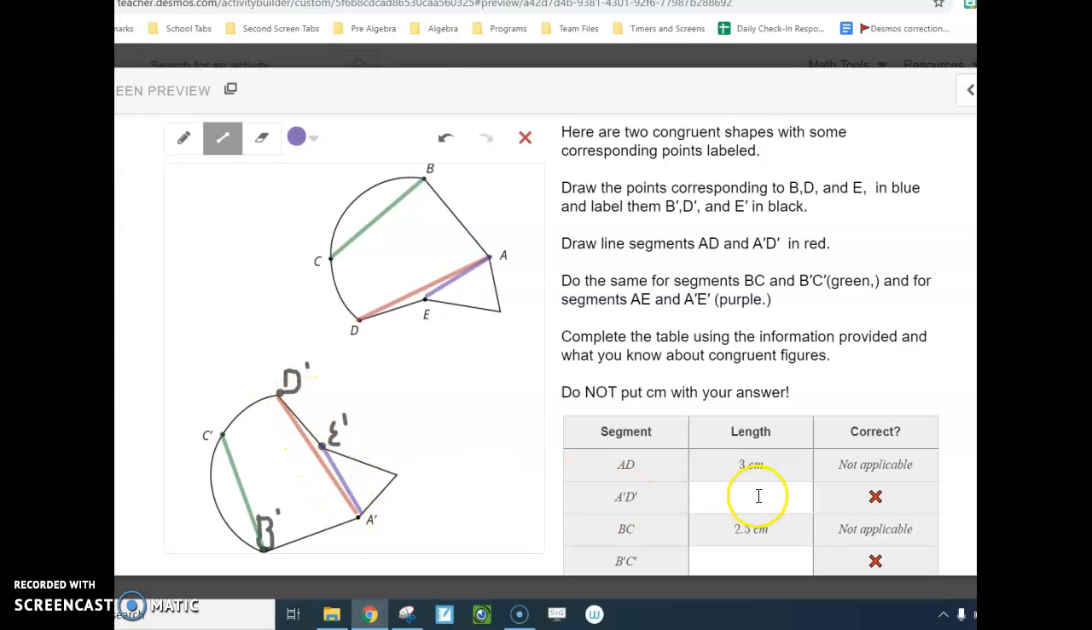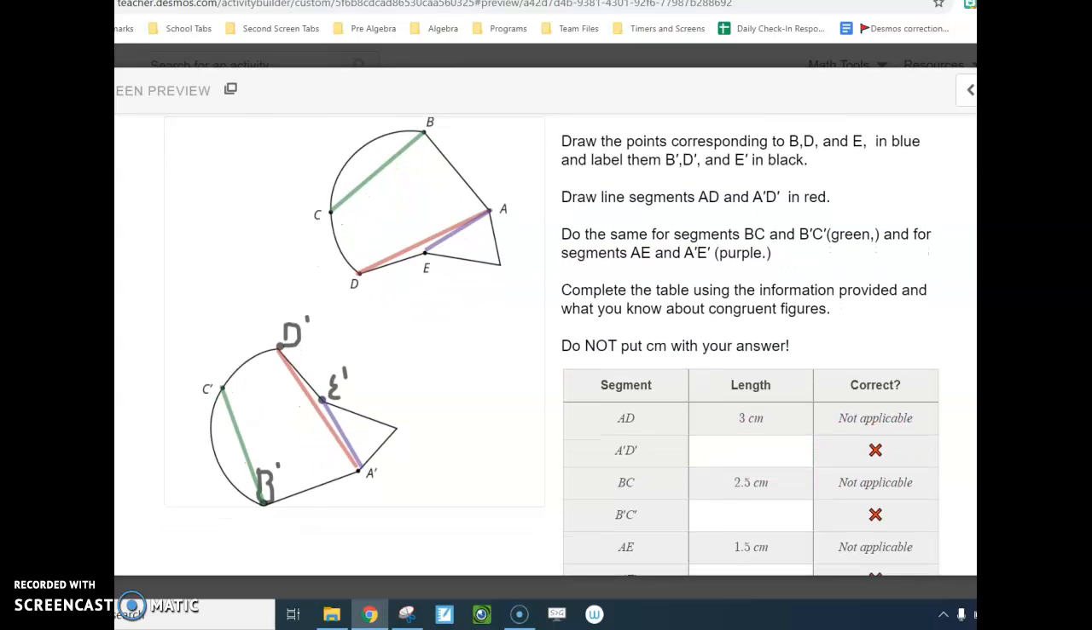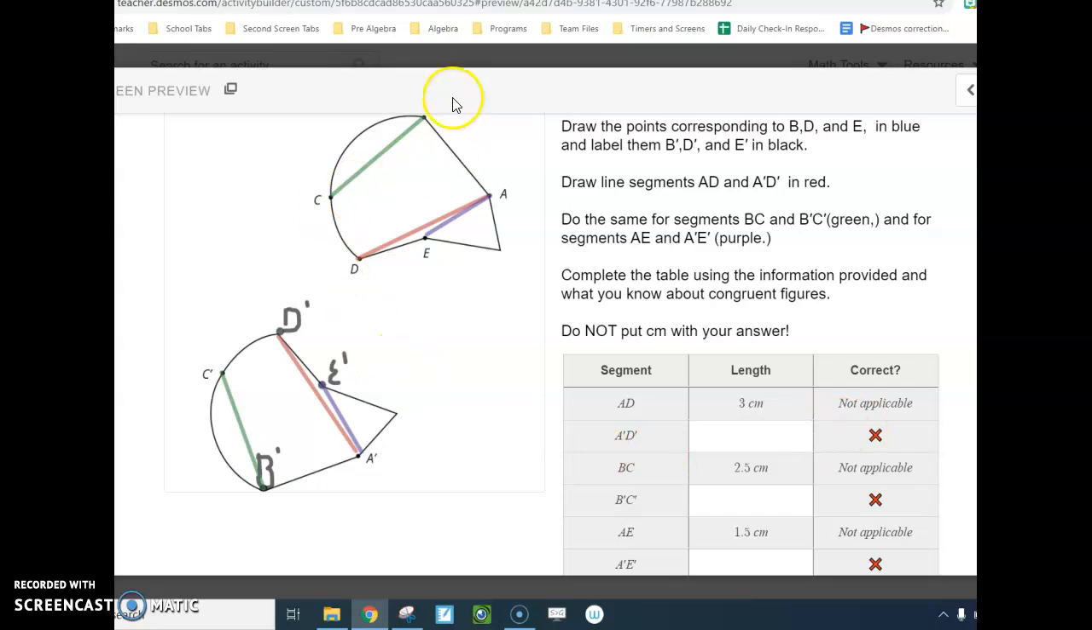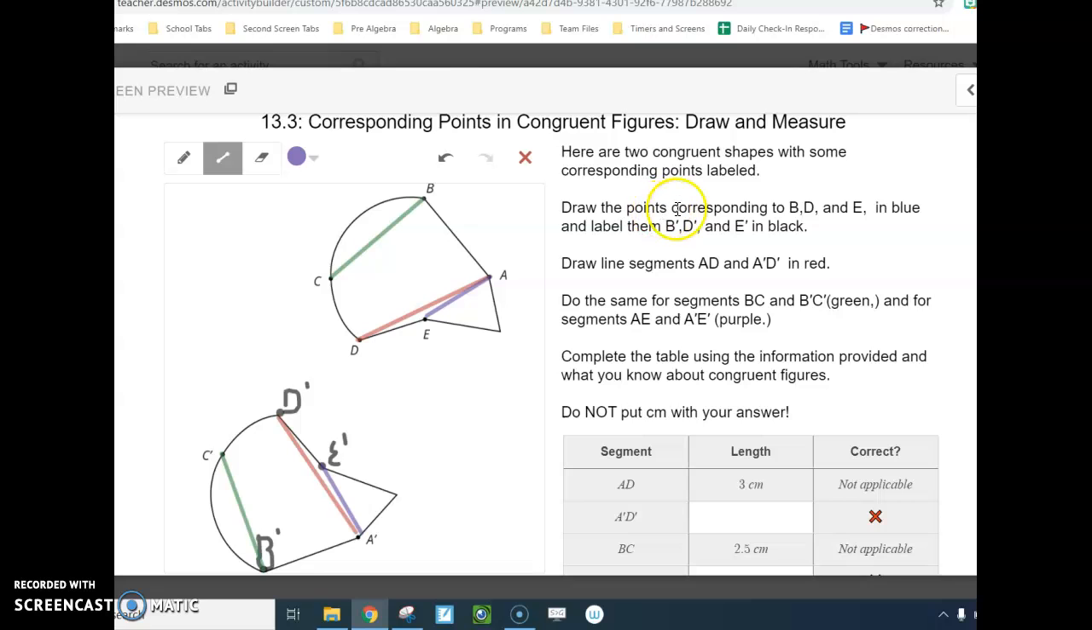When you fill in your table, don't put centimeters, just put the number and it'll tell you if you're right or wrong. Then you are going to also look at the segment from B to C. If you know B to C is 2.5, then what do you think the segment length from B prime to C prime is? And then from A to E, if you know it's 1.5, then what is A prime to E prime? So I'm going to let you work through that and figure that out. Again, remembering they're congruent, so none of the measurements should change.